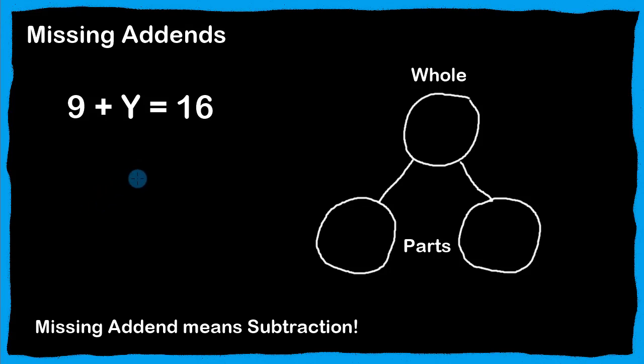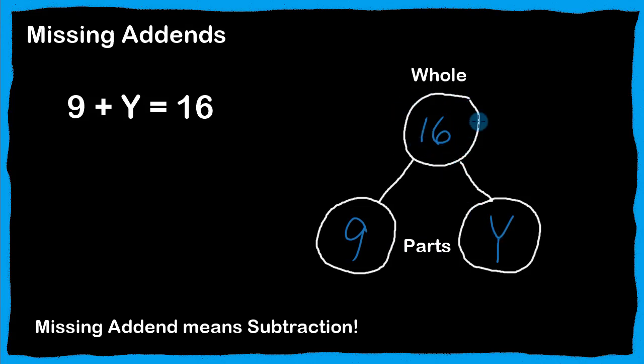So we're trying to figure out what that number is, and one of the ways I like to visualize these kinds of equations is by using whole part circles. So in the whole circle, we put the sum, or the total, which is 16. It's always the biggest number. And then the parts are 9 and y. And so this helps you visualize that 9 and y are combining together to make 16. Put them both together to get 16.